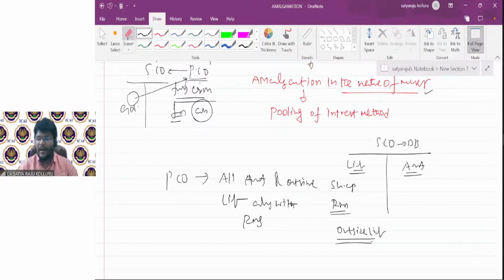Why, sir? You may have a doubt. In amalgamation in the nature of merger, what really happens? The selling company feels that the purchasing company is not an outsider. Just he is my brother. Just it is my sister concern. Just it is an extension to me. Those who are the shareholders in my company automatically become the shareholders of the other company, right? Then there is no difference between my company and the purchasing company. Then there is no difference between my assets and the purchasing company assets.